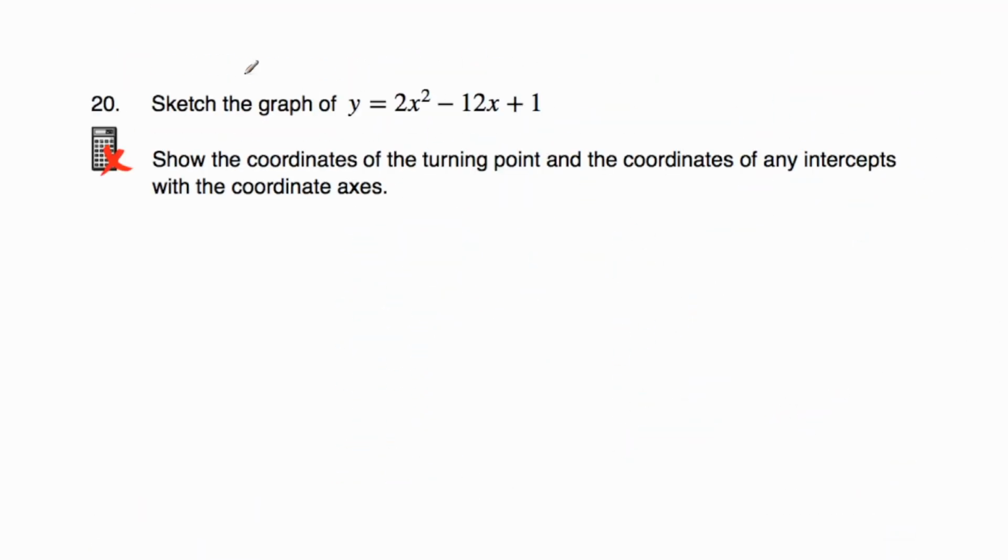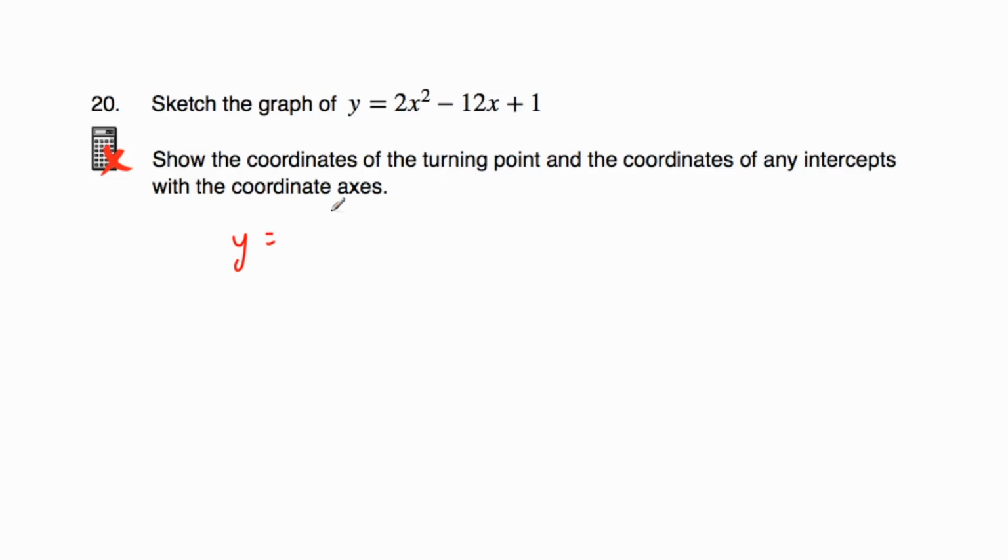So question number 20 says sketch the graph of y equals 2x squared minus 12x plus 1, and we're to show the coordinates of the turning point and the coordinates of any intersection points with the coordinate axes, or any intercepts with the coordinate axes. So we've got our y equals 2x squared minus 12x plus 1, and let's find the coordinate of the turning point to begin with. So let's do completing the square on this.